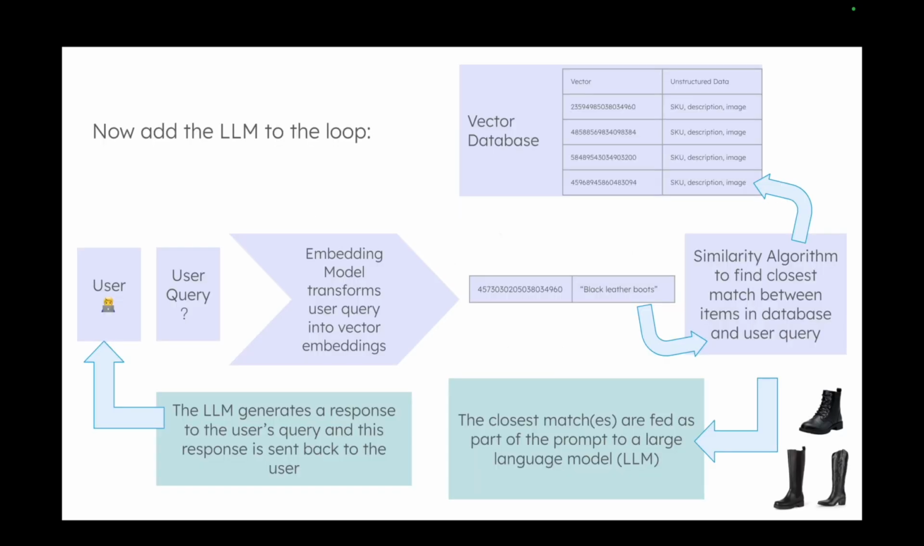Okay, so we have all of these different components, right? We've talked about this. We have the user query, an embedding model that transforms the user query into vector embeddings. That black leather boots is now a number. And then we use a similarity algorithm to find the closest matches between items in our database, which we've already embedded, and our user query. We get these 3 black boot options returned, and then these closest matches are just fed as part of a prompt to a large language model. If you need a review on prompting, go back to the previous episode. So they're going to be fed in as part of the prompt, and then the LLM is going to generate a response to the user's query, and this response is going to be sent back to the user.